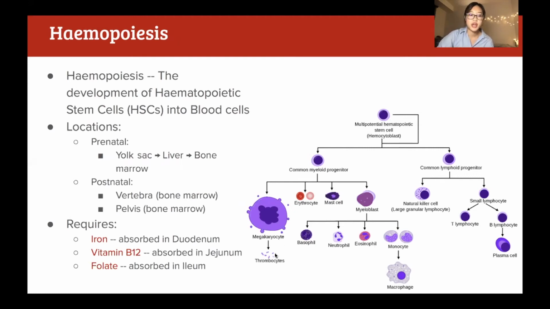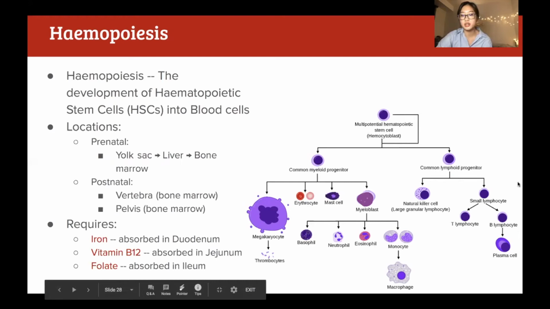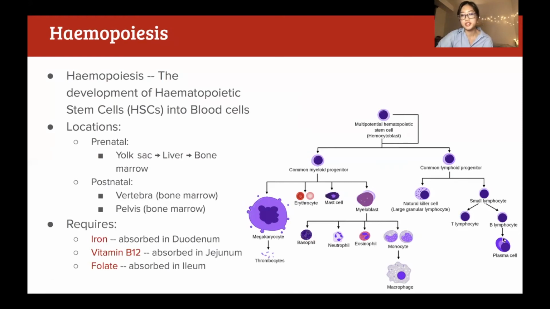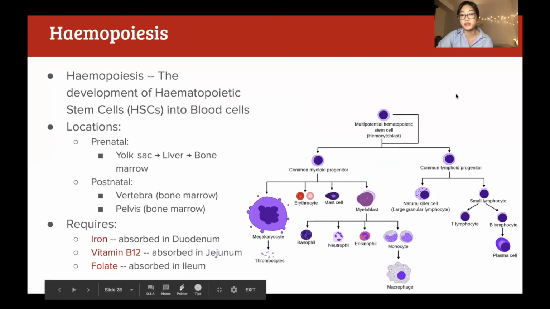And remember that your erythrocytes come from myeloid progenitors, and your adaptive immune system comes from lymphoid progenitors.